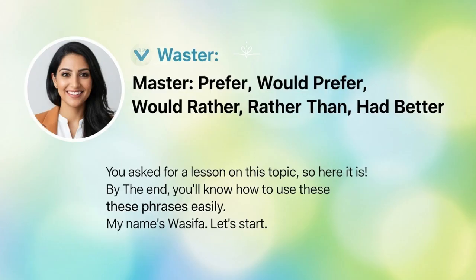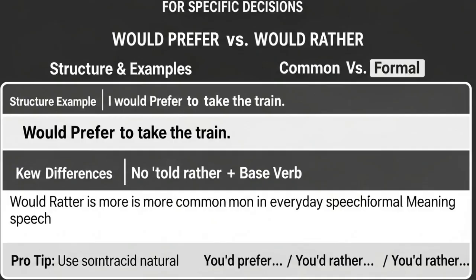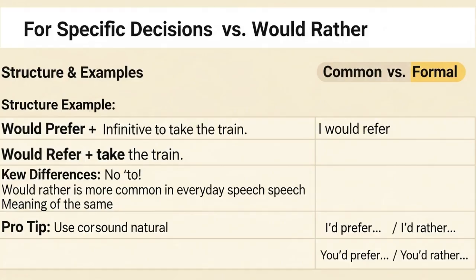Don't worry. Structure, example. Would prefer plus infinitive. I would prefer to take the train. Would rather plus base verb. I would rather take the train. No to with would rather. Also, would rather is more common and would prefer is more formal. To be honest, I personally use would rather a lot more every day, but the meaning is the same. Don't worry.